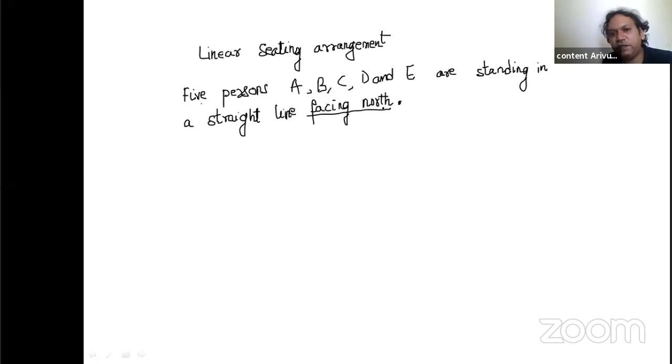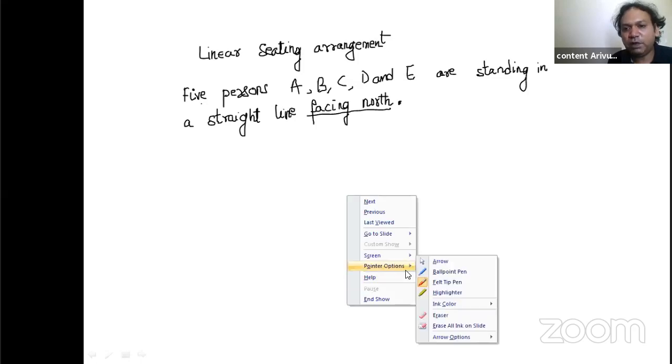If this phrase facing north is not given in the question, don't worry about it. You can always assume that they are facing north. Unless they specify separately that they are facing south, you don't have to worry about it. We always take them as facing north. So 5 persons A, B, C, D, and E are standing in a straight line facing north. So what will be our first step? Because this will be the first sentence of a given question. Our first step will be to make this particular diagram.